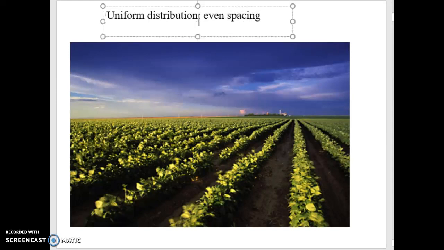This is an even spacing. This is not very common in nature. But in a bean field, that's what we aim for, uniform distribution. In a cornfield, uniform distribution. In your garden, uniform distribution. You create an even spacing between each plant to maximize resource use, to minimize competition, and to try to increase productivity. So uniform distribution, again, does happen occasionally in nature.